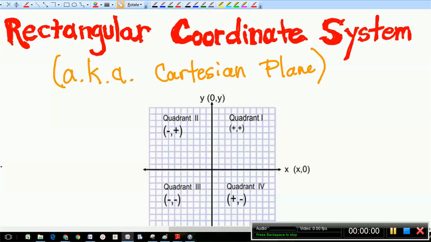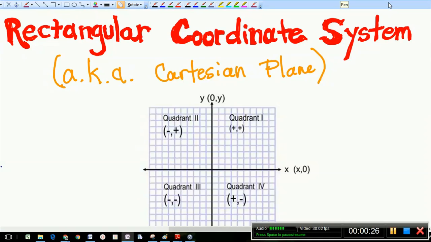Let's talk about this rectangular coordinate system. It's also known as the Cartesian plane. You may have heard of it. I'm hoping you guys have had this in your other classes previously. I know it's been a while, but this is something you should be able to either grasp easily or remember. This is how we graph our solutions.